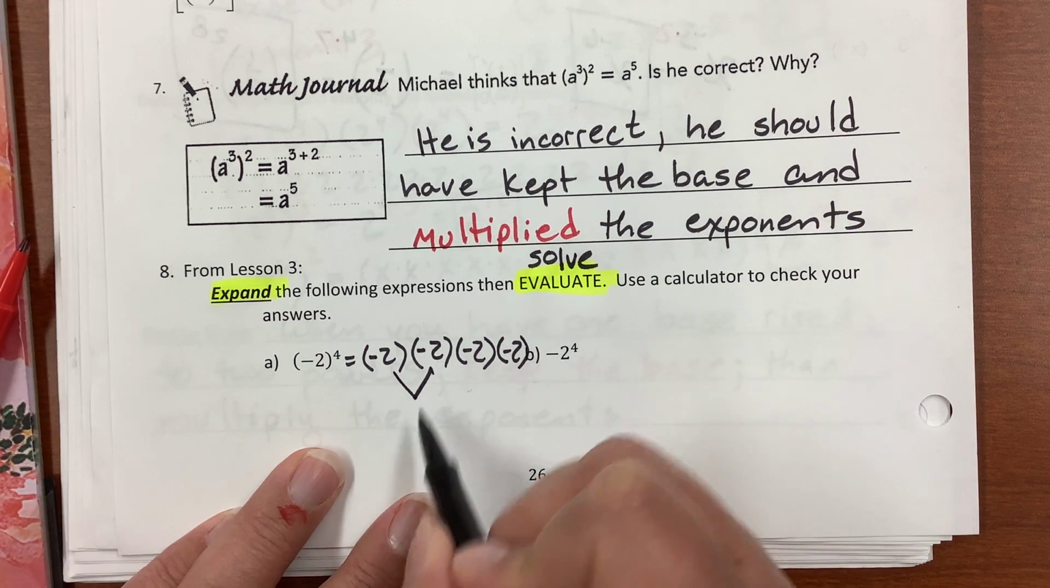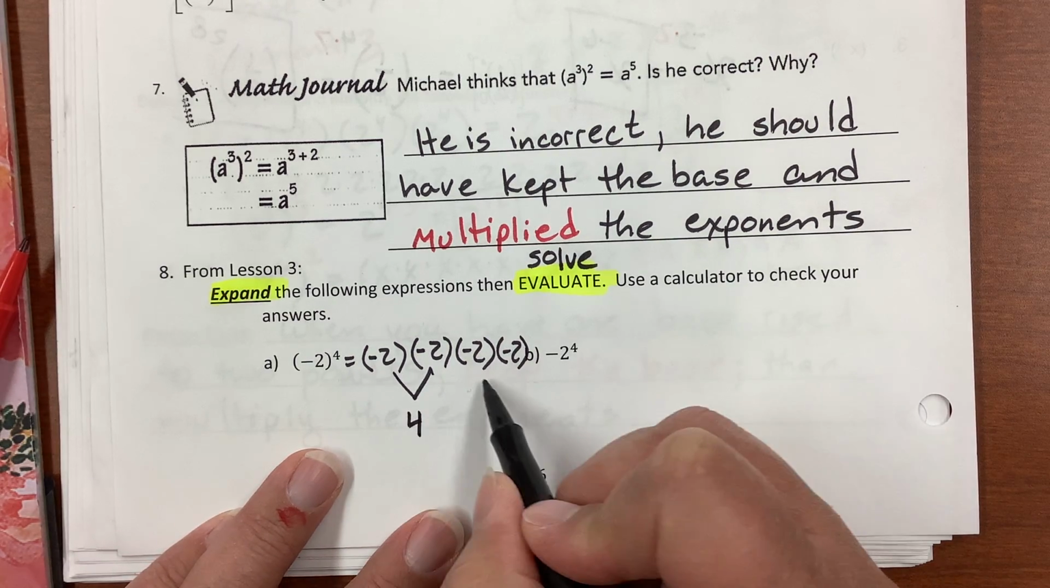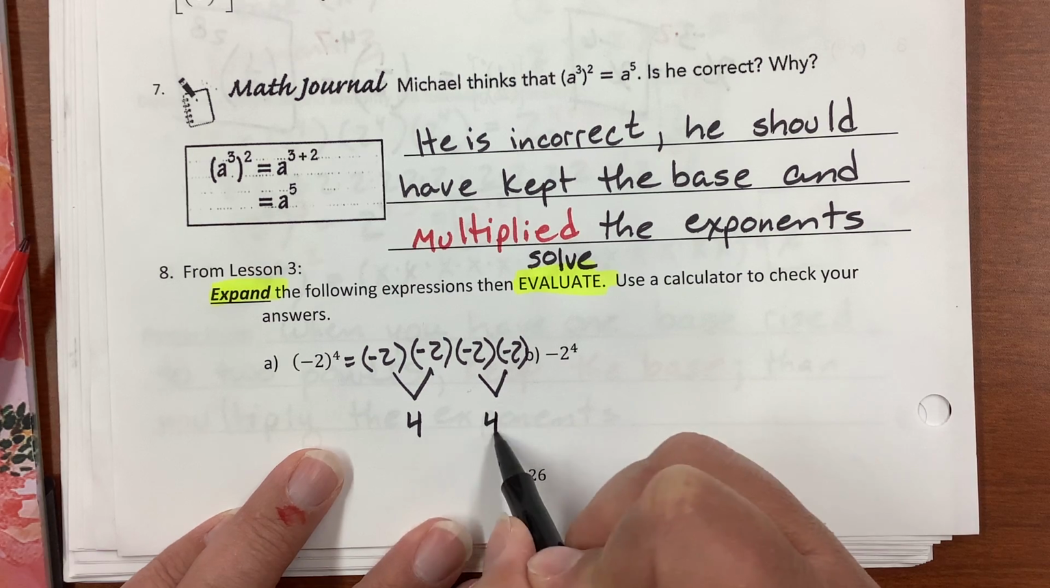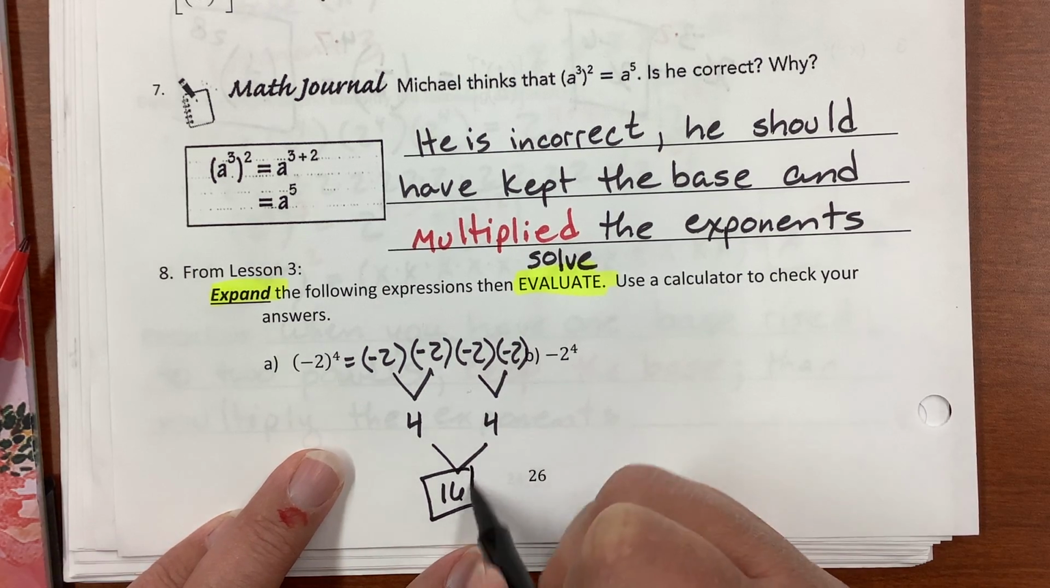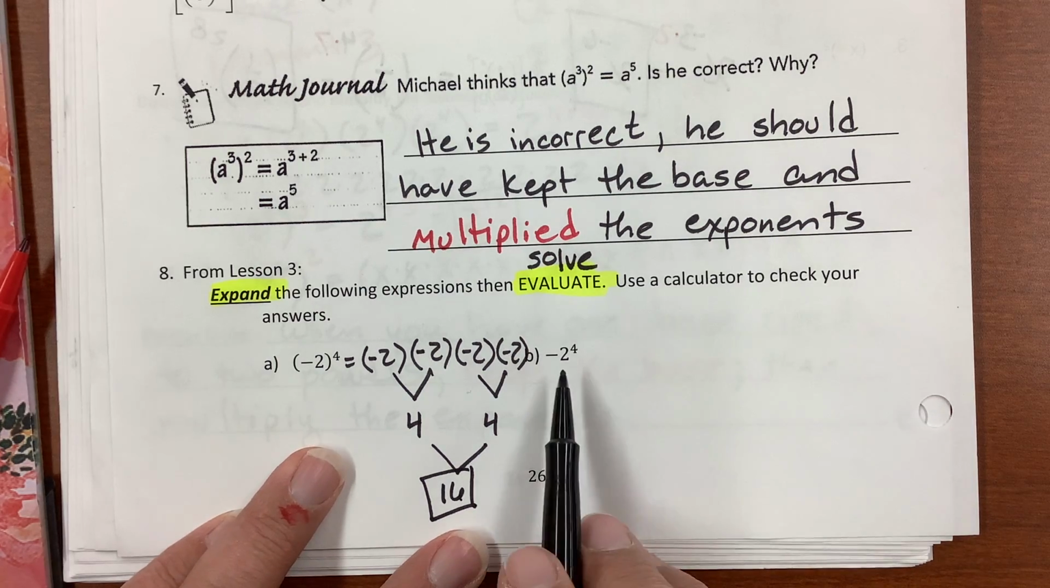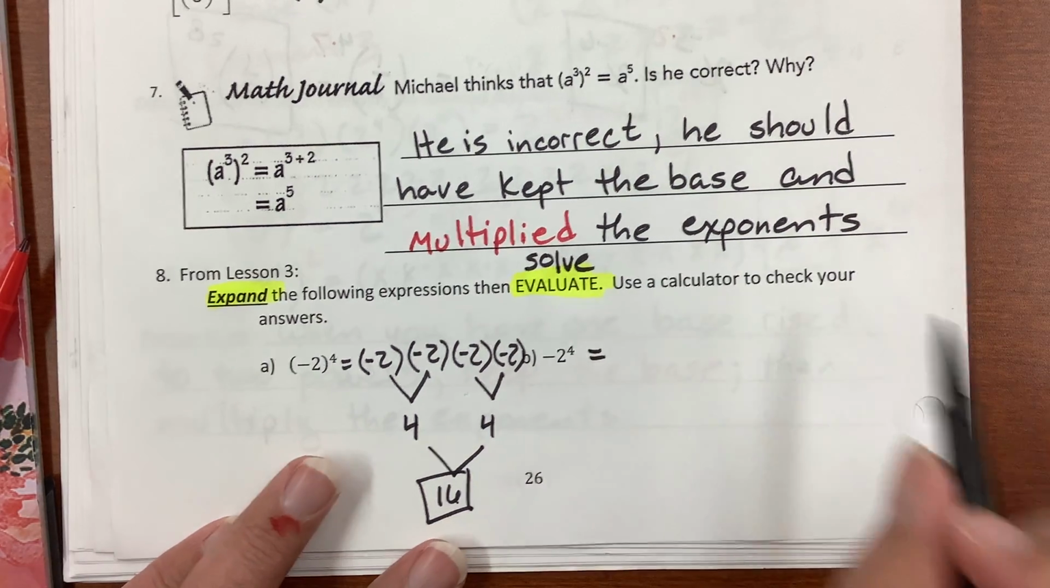Well, negative times negative is +4. Negative times negative is +4. 4 times 4 is 16. I don't need a calculator for that one. This one, however, is different.